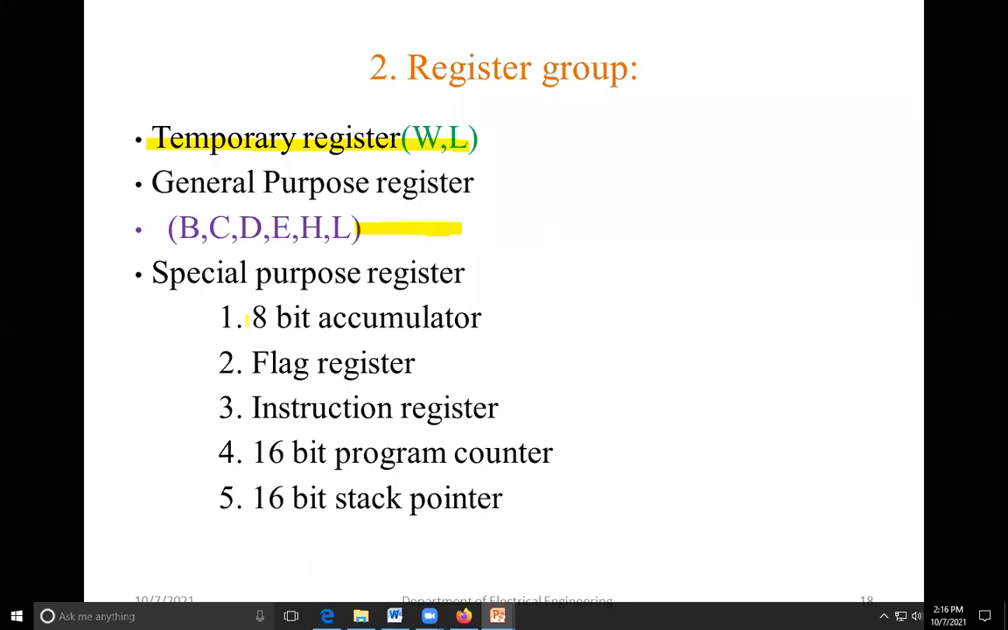The second type is the special purpose registers. The 8-bit accumulator is a special purpose register. Second is the flag register, which we will discuss; there are 5 flags. Next is the instruction register, which stores the instruction. Then the 16-bit program counter register, and next is the stack pointer register.